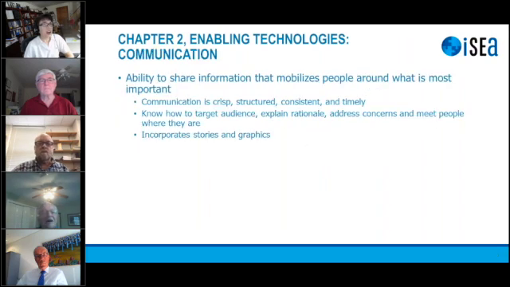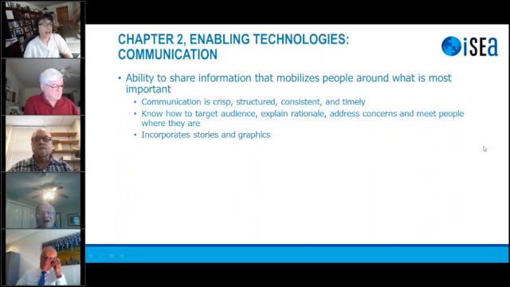The second enabling technology that we address is communication. And communication is the ability to share information that mobilizes people around what is most important. The statistical engineer must communicate crisply, consistently and in a timely fashion, knowing their audience, explaining the rationale behind decisions or analyses that were made, addressing people's concerns and meeting them where they are by incorporating stories and graphics into their communication.